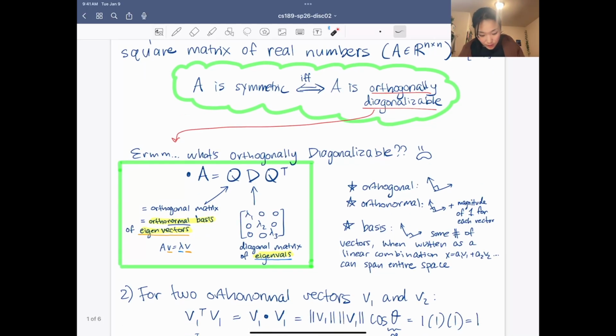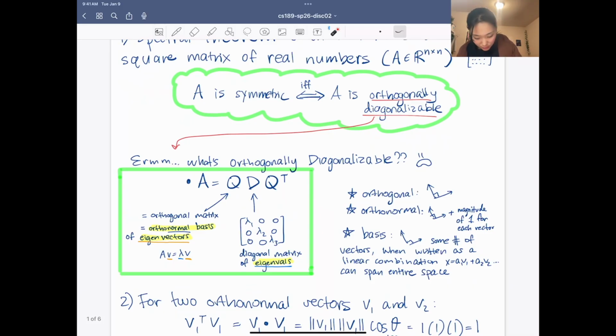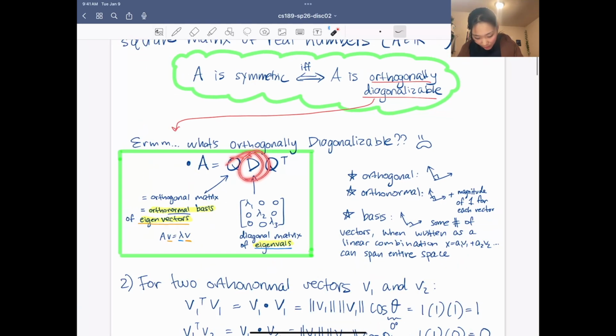Some matrix A is symmetric, which is also orthogonally diagonalizable, given that it consists of real numbers, if we can decompose A into this matrix multiplication, Q D Q transpose, where Q is some orthogonal matrix, and D is some diagonal matrix. Now, before getting into the details, what do they all mean?